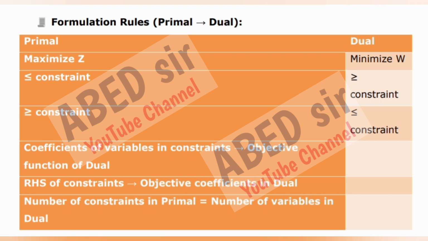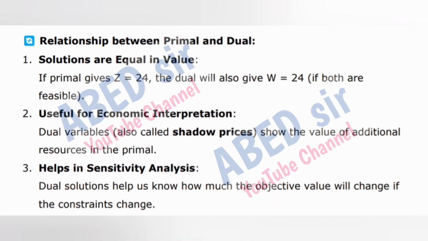Number of constraints in primal is equal to number of variables in dual. Relationship between primal and dual. 1. Solutions are equal in value. If primal gives z is equal to 24, the dual will also give w is equal to 24 if both are feasible.